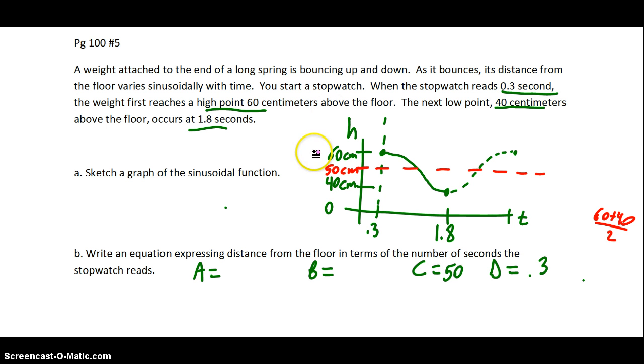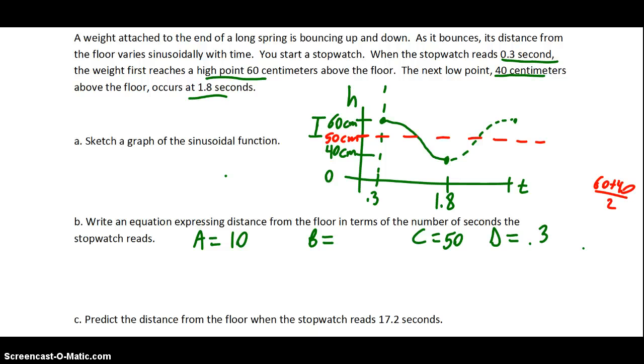Well, what's our amplitude then? Amplitude is just the distance from the new axis to the high point or the low point, which is just 10. The last thing we need to get is our b value, and I think that's where a lot of us are having difficulties.